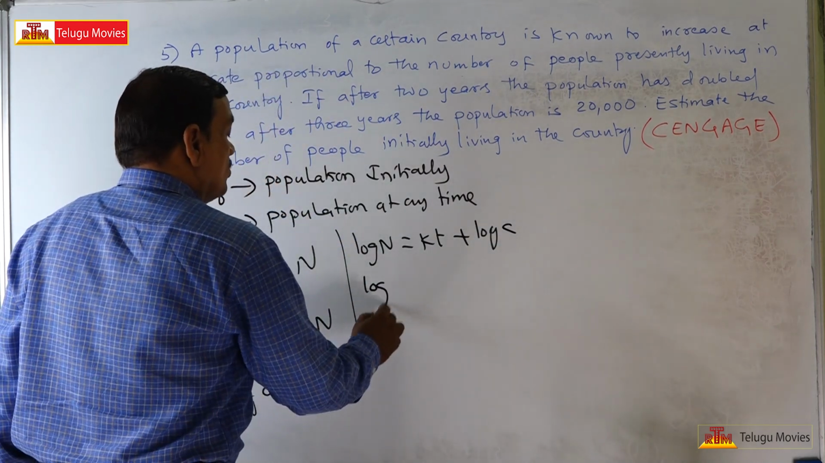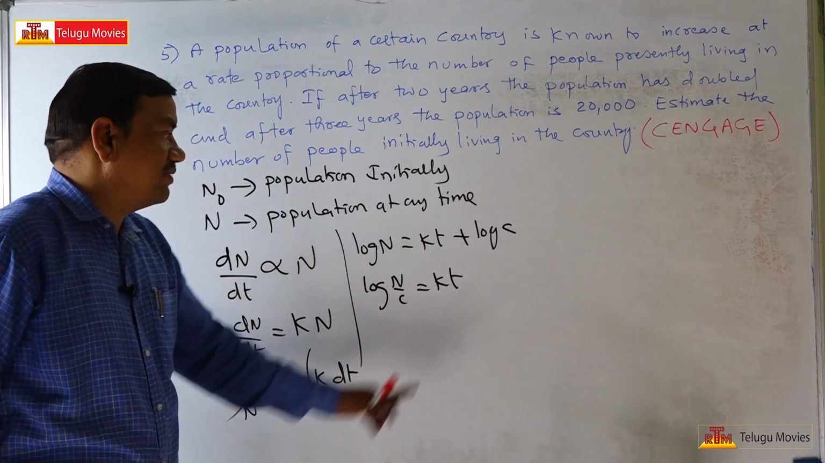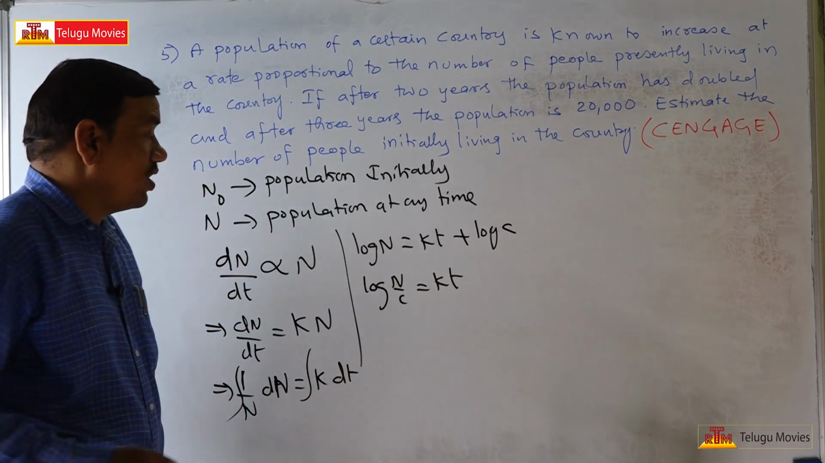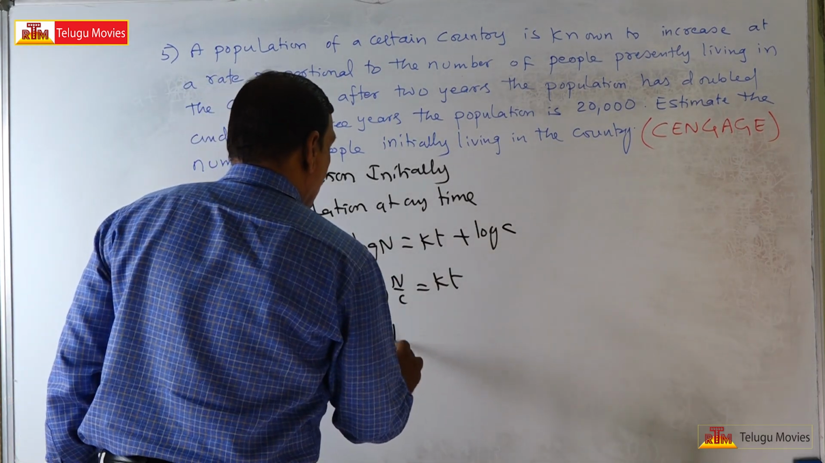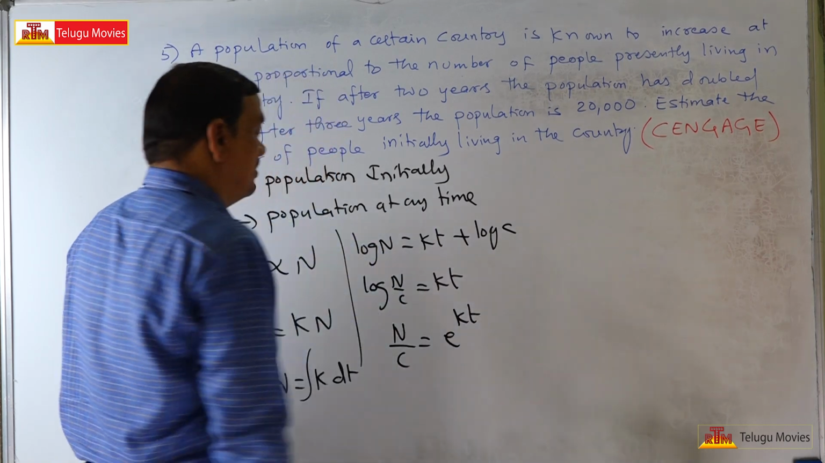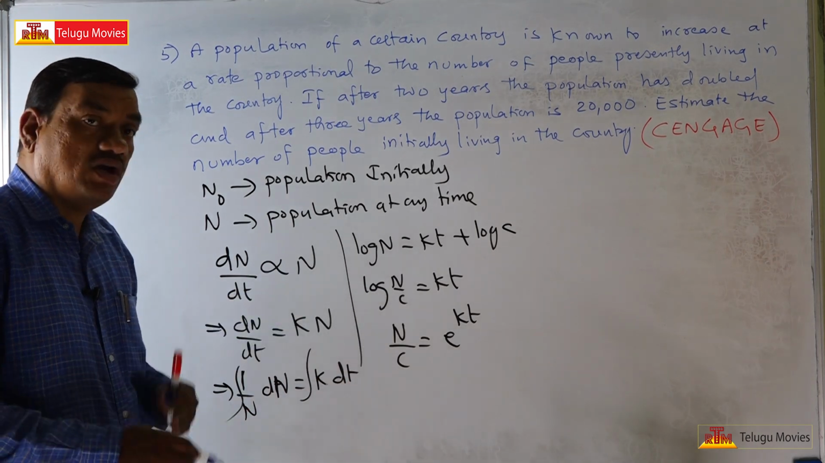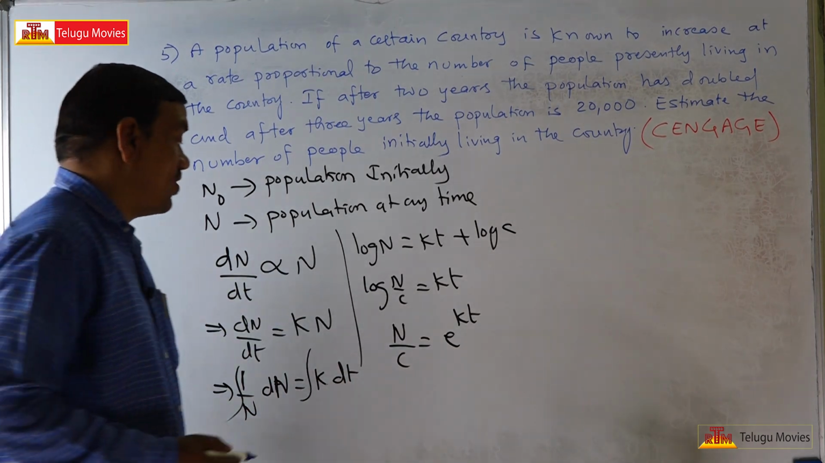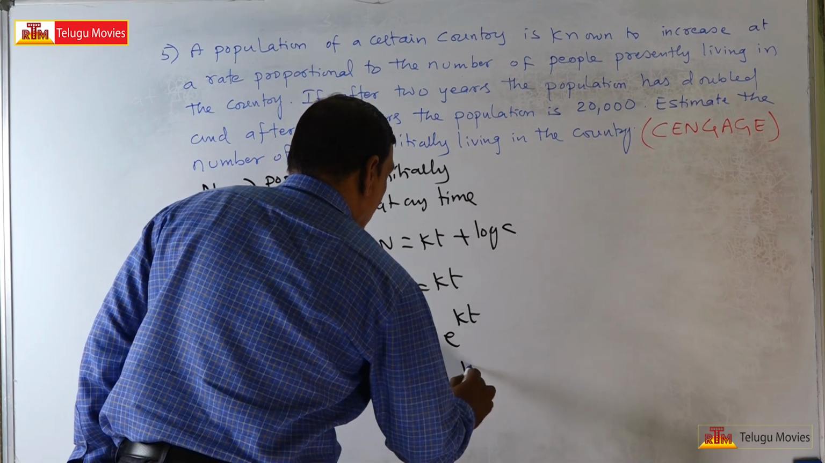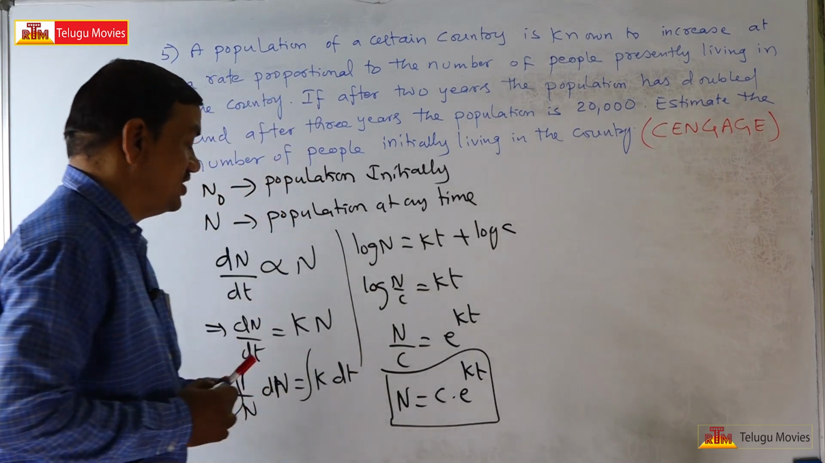So log n by c is equal to kt. If you take log a minus log b, that is equal to log a by b. So n by c is equal to e power kt. This is a logarithmic form converted into exponential form. So from this, n is equal to c into e power kt. This is your required equation.